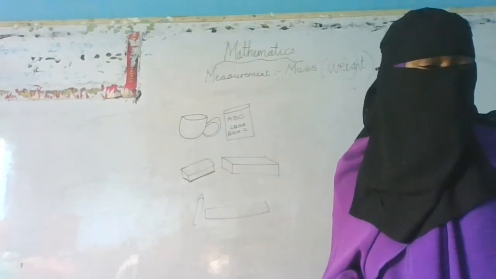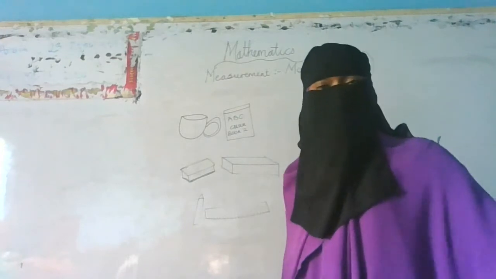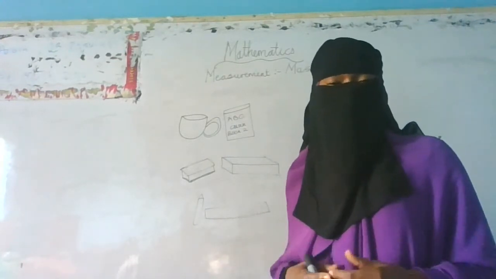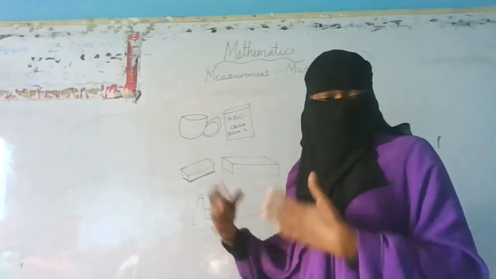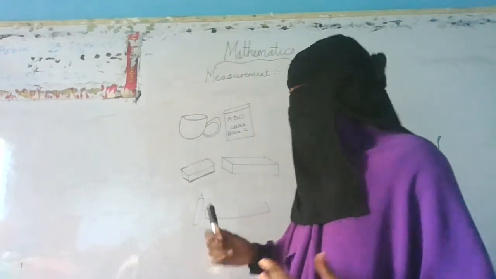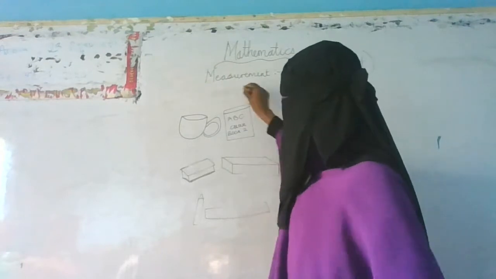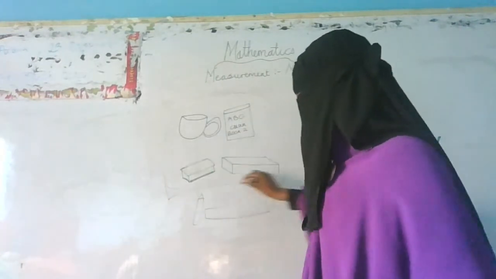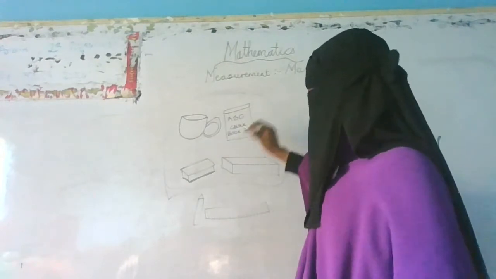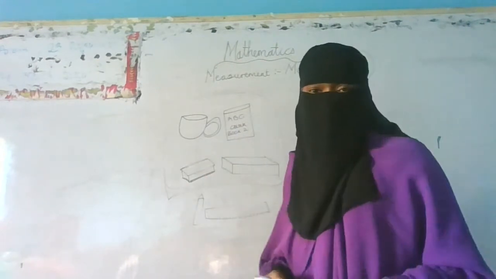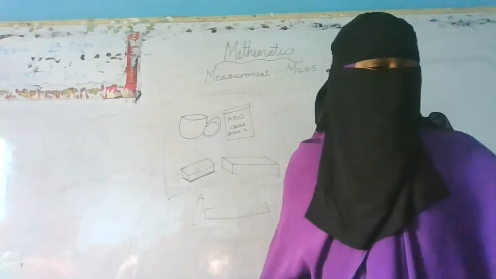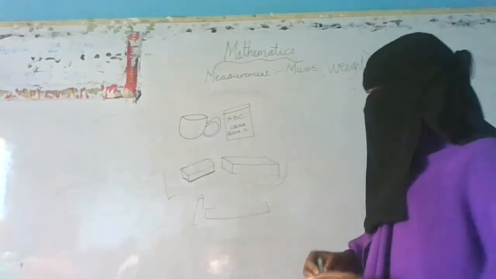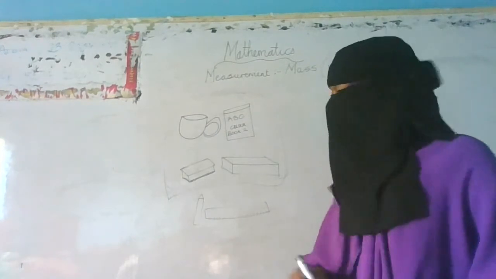Then we'll go on to ordering our mass. How do we order mass? We order according to weight. Which one is heavier, and the next, and the next, and the next. So you have these four objects here. These four right here. You have a cup, a book, a duster, and a block. You're going to see which one is heavier. So you're going to start from the lightest. Take the lightest one. So let's assume the book is the lightest.